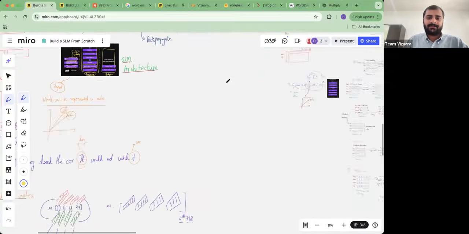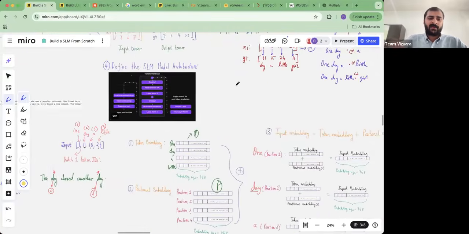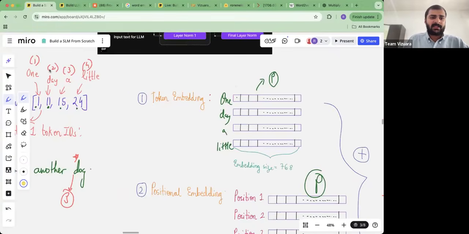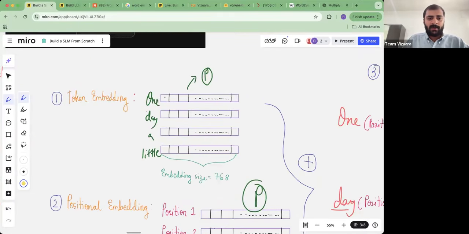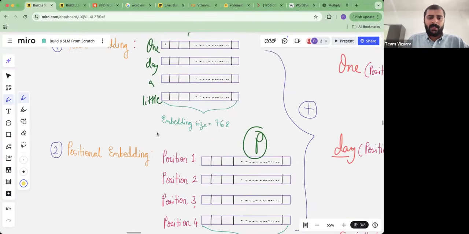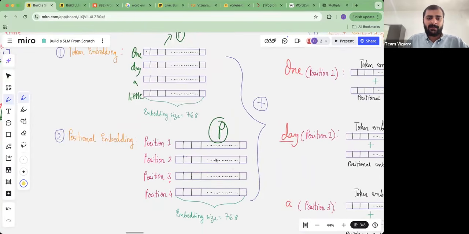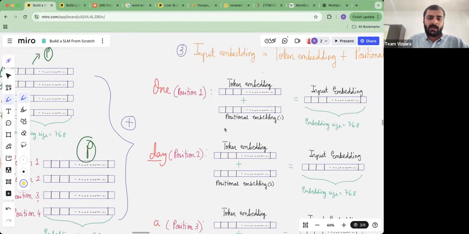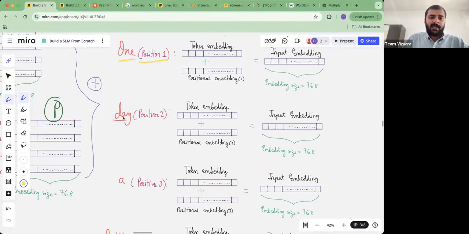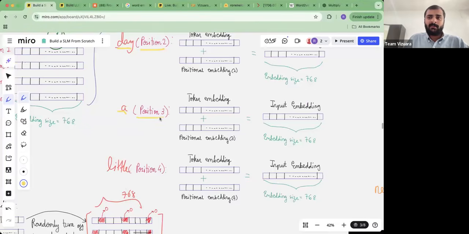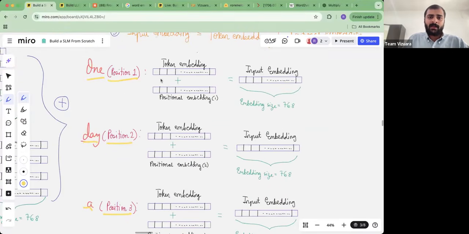So if you take a look at this part here, I have tried to explain this in one more way. Let's say these are the 4 tokens we have chosen: one day, a little. Each token will be converted into its token embedding, and each token will also be converted into its position embedding. Then we add the token embedding and the position embeddings for these 4 tokens together. One is at position number 1, day is at position number 2, a is at position number 3, little is at position number 4. So for one, we add the token embedding to the position embedding.